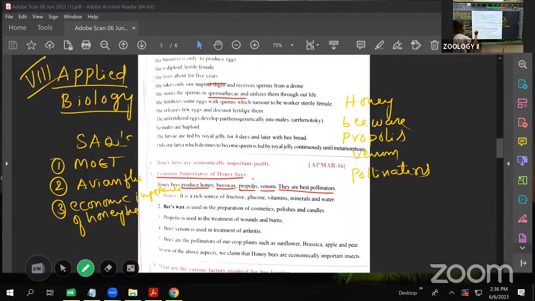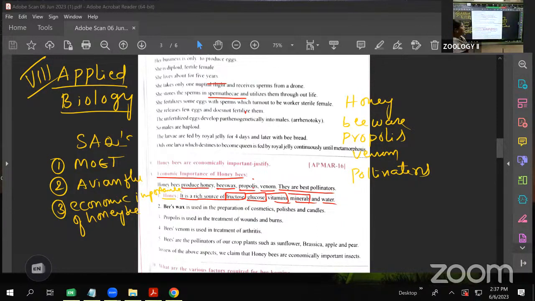Next, the first: what is honey, and how is it helpful? All of you know this. Honey is a nourishing food. It is a rich source of fructose, and it has fructose, glucose, vitamins, minerals, and water. The fructose mainly gives energy.